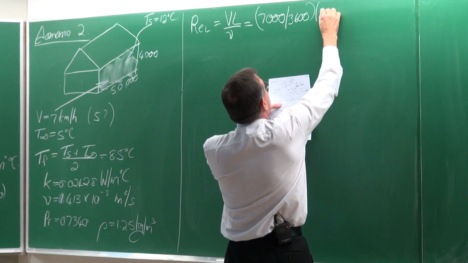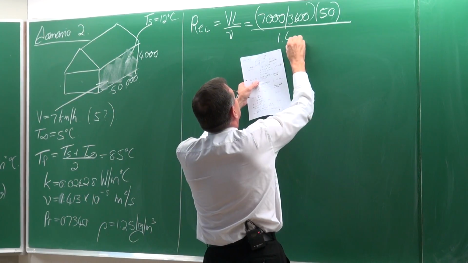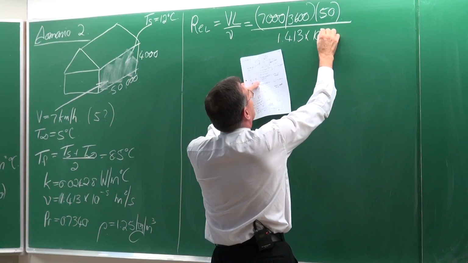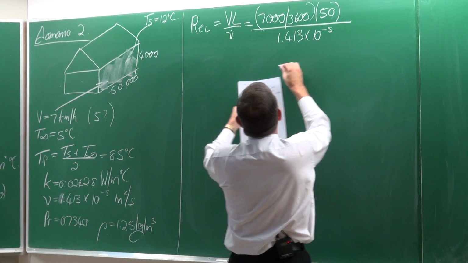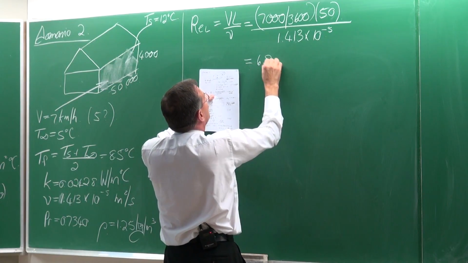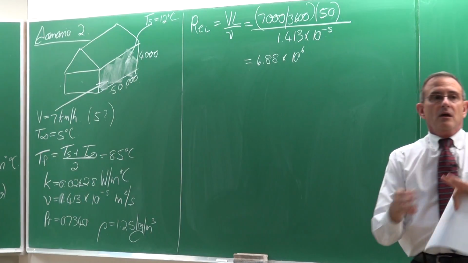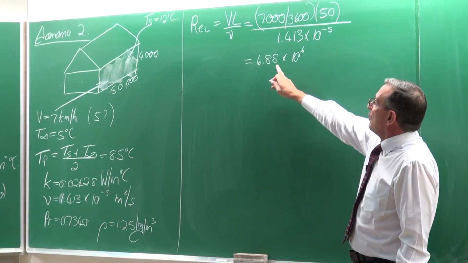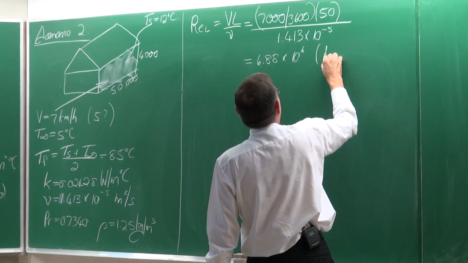Now the length in this case is very long, 50 meters, divided by the kinematic viscosity, 1.413 multiplied by 10 to the minus 5. So the Reynolds number is equal to 6.88 multiplied by 10 to the 6. We say that the flow changes from laminar to turbulent when the Reynolds number is 5 multiplied by 10 to the 5. So in this case, the flow will be turbulent.